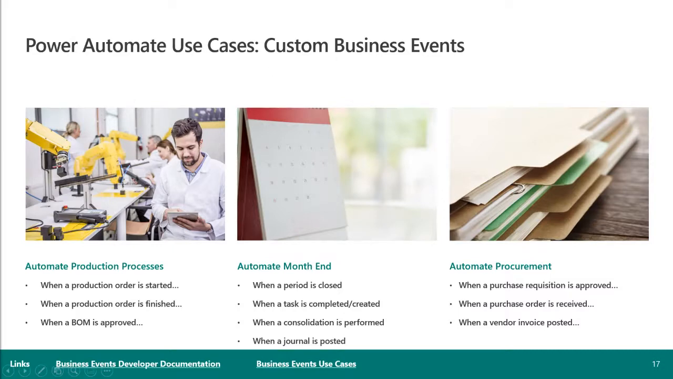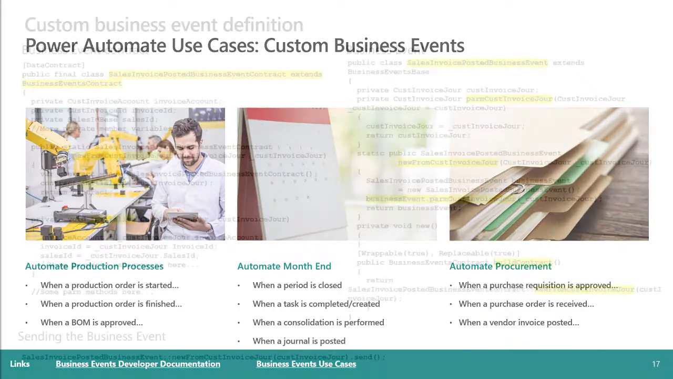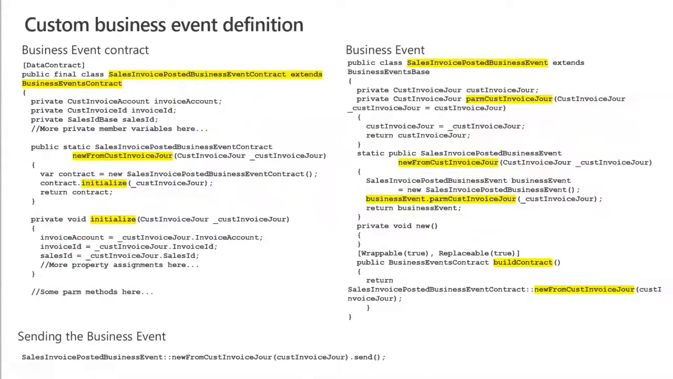Great, so let's look at the next slide. If you want to create a custom business event, it's just a matter of doing three things. It's very straightforward. One, build the contract. Two, build the event. Three, add code to send the event.